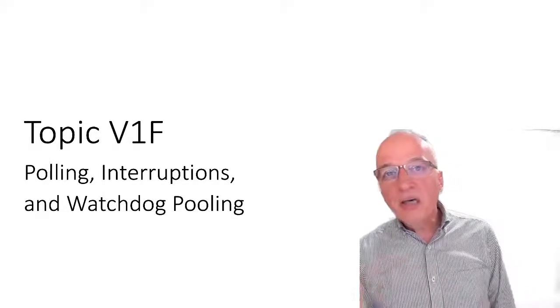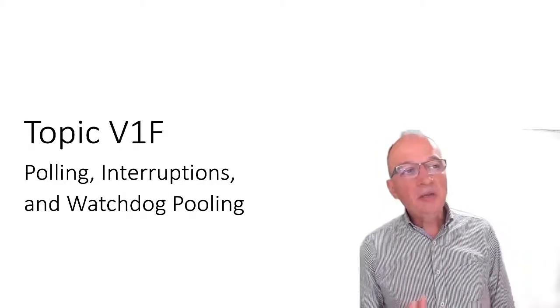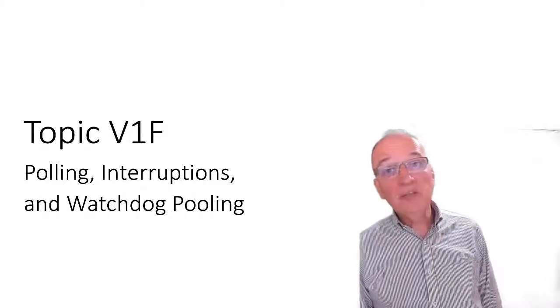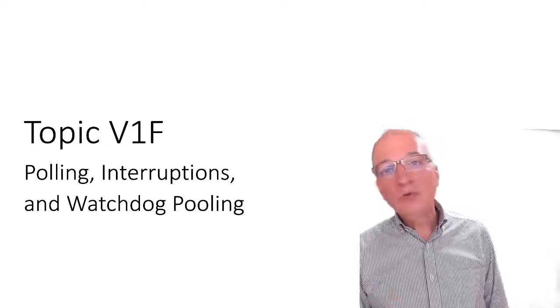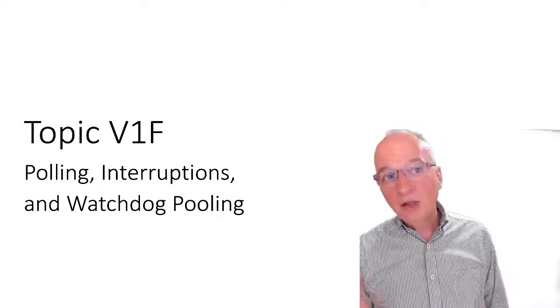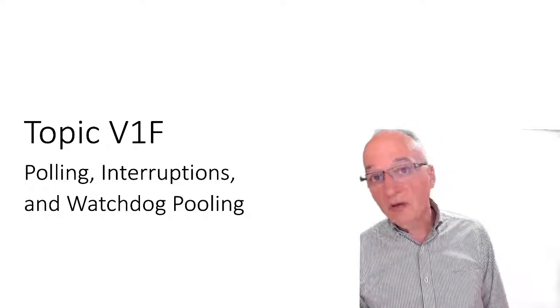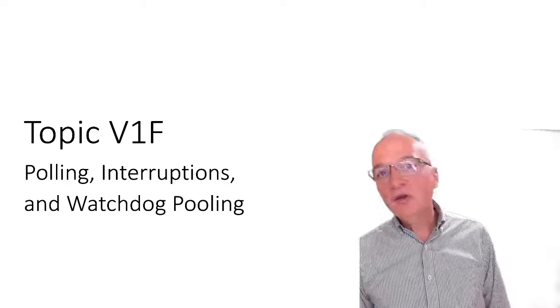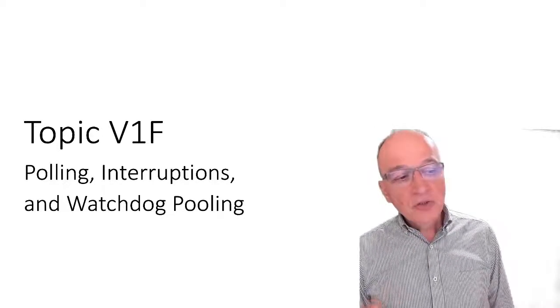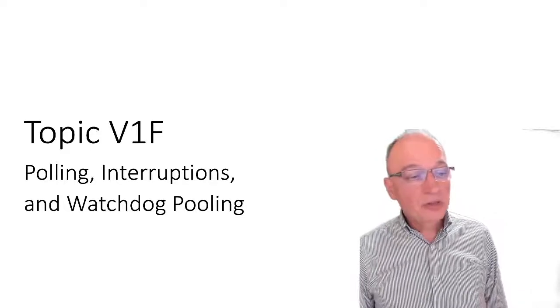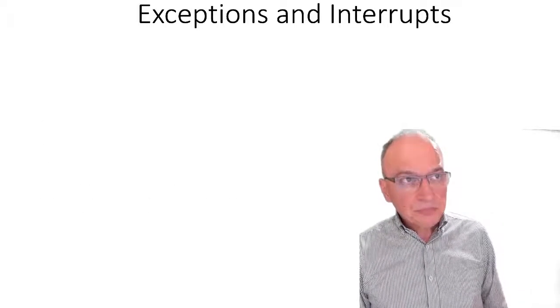This going away and doing something else can be handled in different ways. One of the ways that we can do that is through a process called polling. Another way to do that is through interrupts, and there is a third way that is what we call watchdog polling. So those are some of the things that we're going to look into in this lecture.